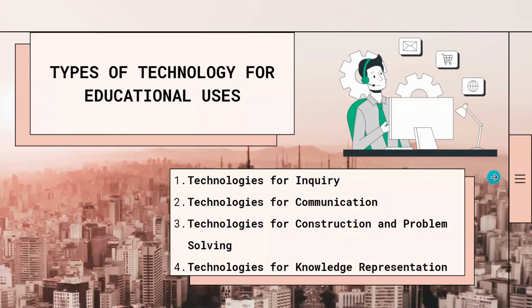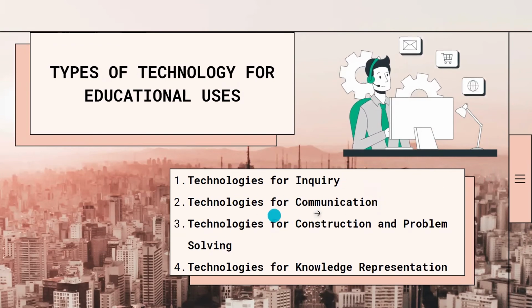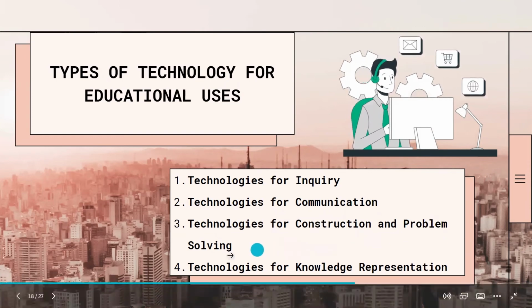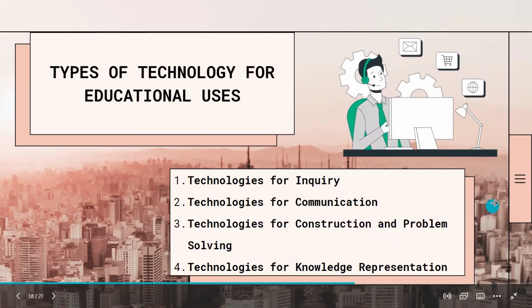Now let's proceed to the types of technology for educational uses. We have here the four types: technologies for inquiry, technologies for communication, technologies for construction and problem solving, and also technologies for knowledge representation.